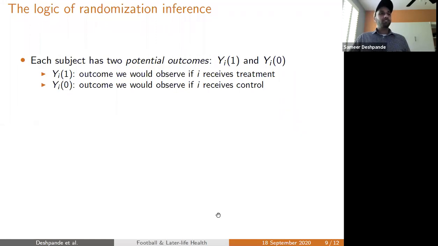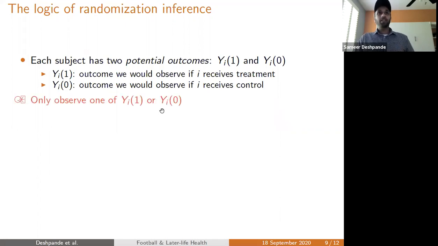So each subject in our study has hypothetically two potential outcomes. They have Y_i(1) and Y_i(0), where Y_i(1) is the outcome we would observe if i receives the treatment, and Y_i(0) is the outcome we would observe if i receives the control. So these are also sometimes considered counterfactuals.